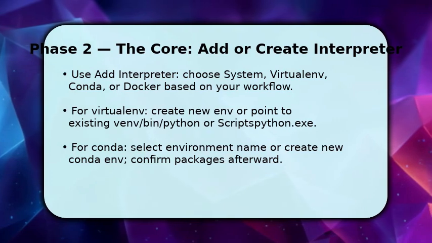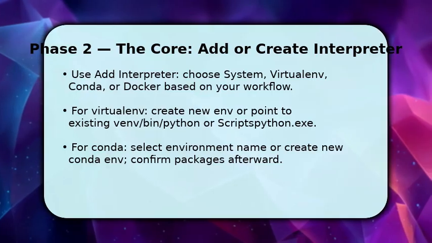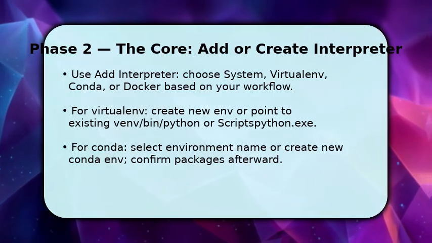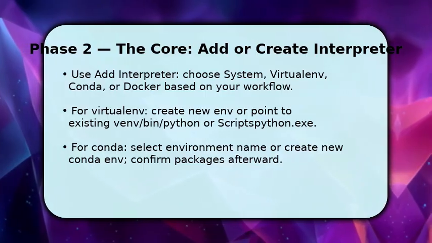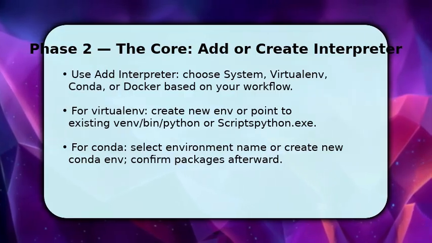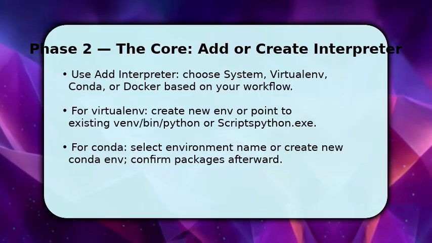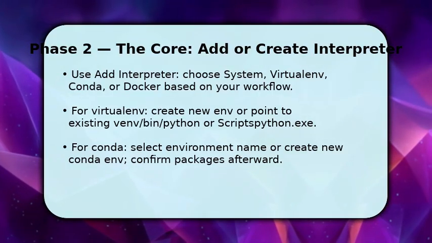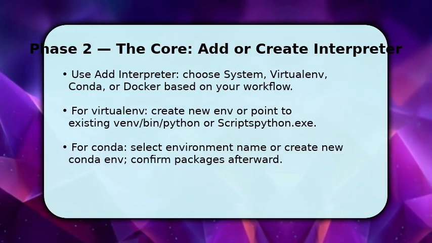You now add or create the interpreter. Press Add and choose System, Virtualenv, Conda, or Docker. If you pick Virtualenv, create a new environment or browse to the existing venv path, point to venv/bin/python or scripts/python.exe depending on OS. For Conda, select an existing environment or create one inside the dialog. Once created, PyCharm will index packages.